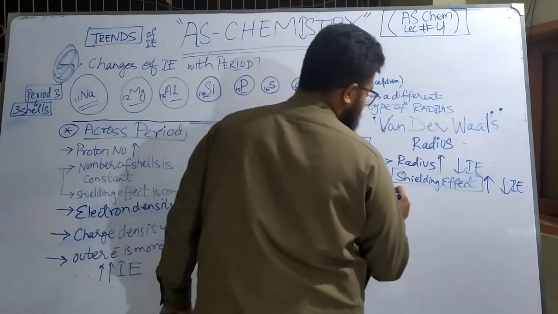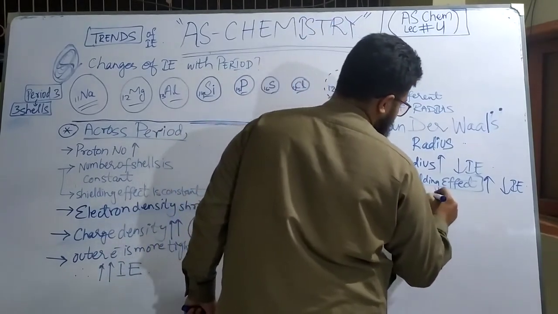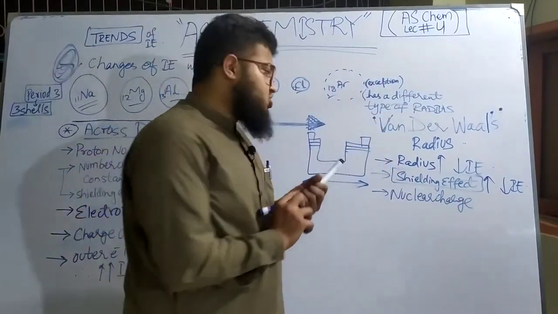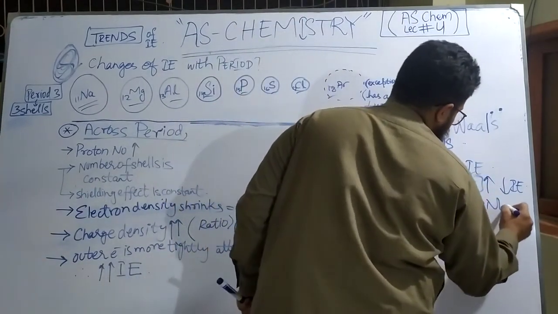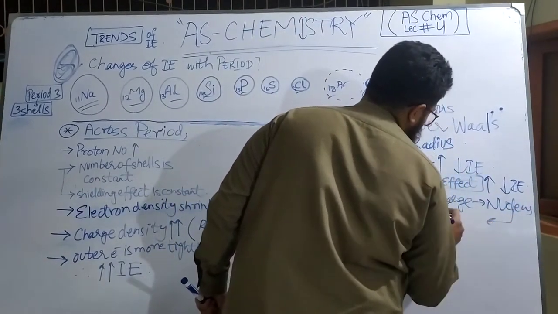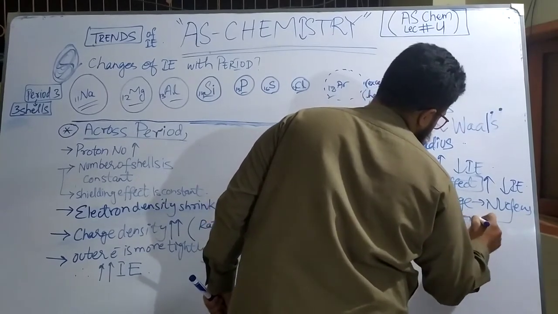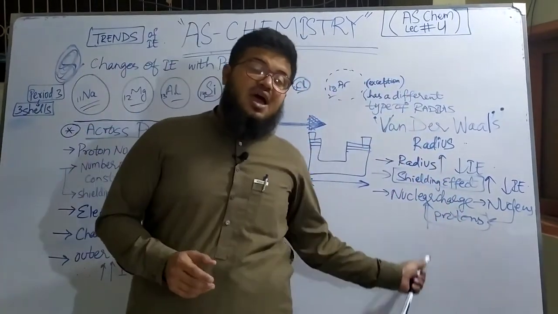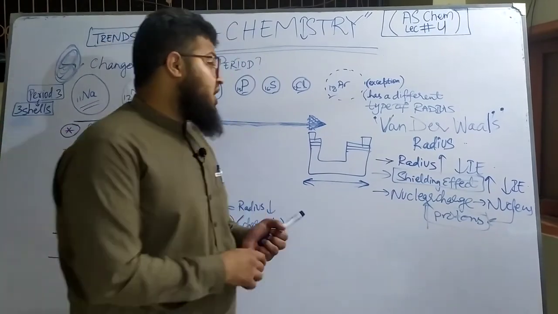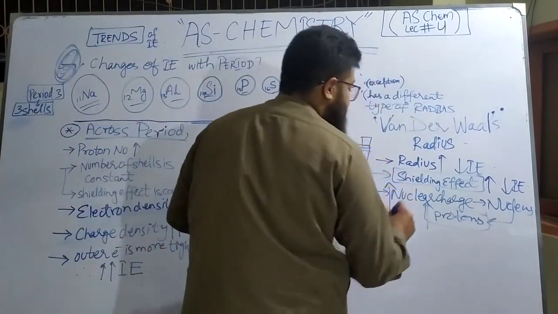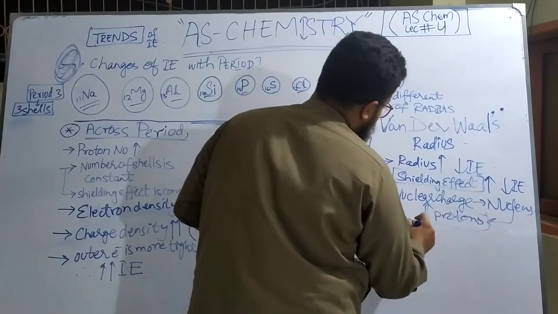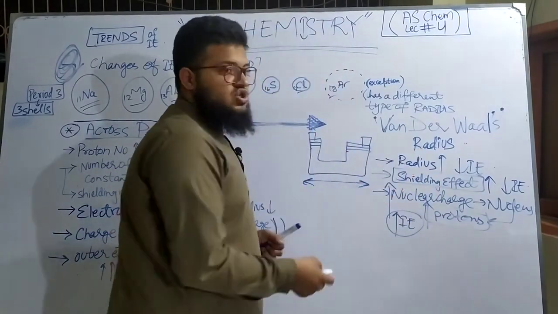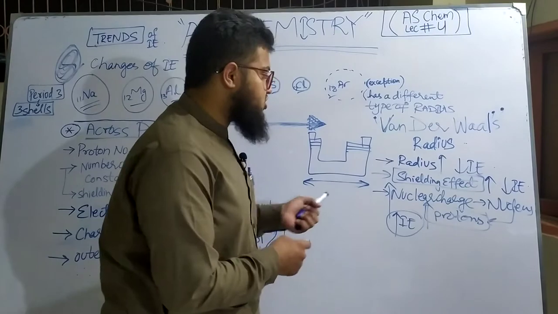And the third factor is nuclear charge, or the charge density. What is nuclear charge? Nuclear charge is basically the charge that is present on the nucleus, which is actually the number of protons in the nucleus. The greater the protons in the nucleus, the greater the nuclear charge, because the nuclear charge is positive and it is due to the protons present in the nucleus. Now, the higher the nuclear charge, the higher the ionization energy, not less this time but rather higher. Unlike the other two factors, the nuclear charge increases the ionization energy. It has a positive relation.